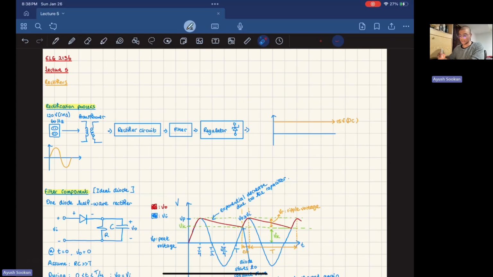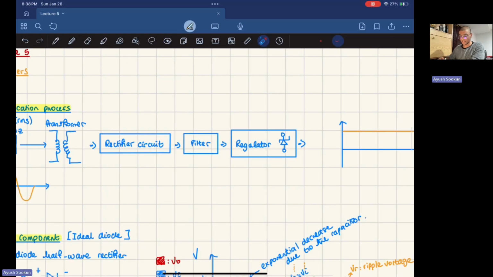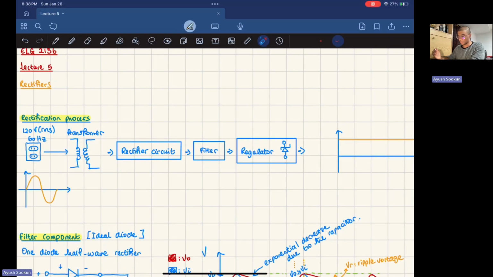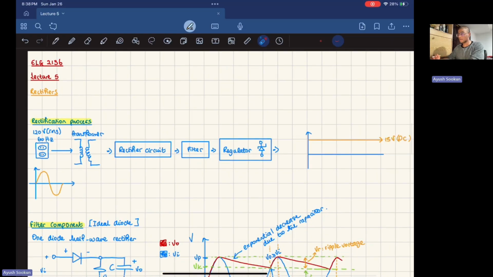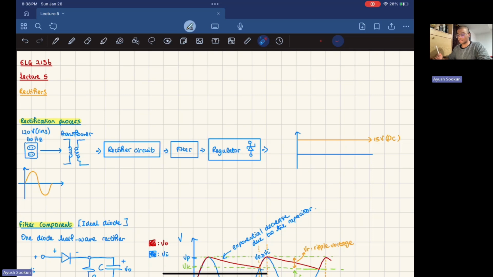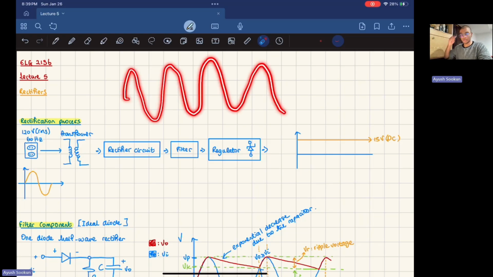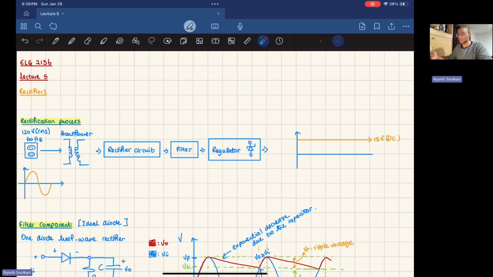So this lecture is dedicated to the half-wave rectifier with one diode. But before I proceed with the concept of rectifiers, I want to go through the rectification process. What does that even mean? When you look at a wall plug in your house, usually in Canada, that's around 120 volts at a frequency of 60 hertz. So you have a sinusoidal signal, just like I'm drawing right now. This is the type of voltage that you have in your plugs at home.